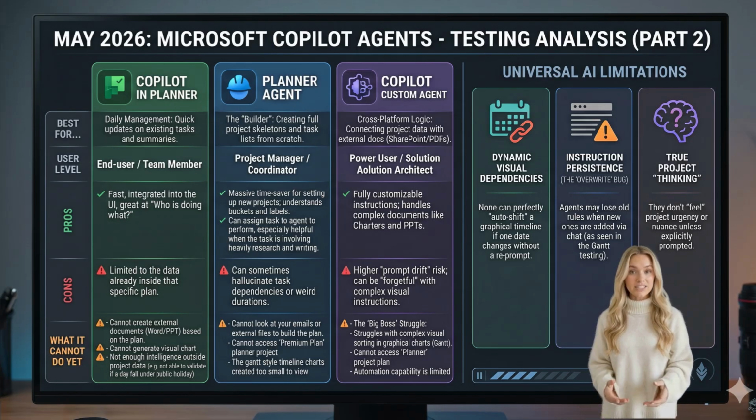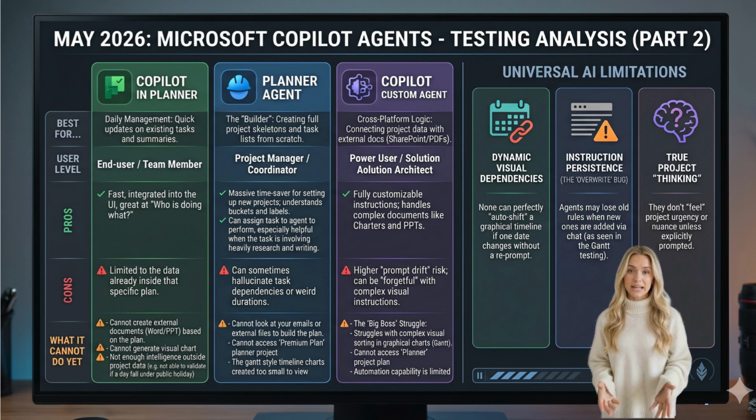The Copilot Custom Agent is your architect. This is where you get cross-platform logic and the ability to generate Word and PPT files. But as we saw, it's prone to prompt drift and struggles with complex visual sorting. And let's be honest about the universal gaps we found today. Whether it's dynamic visual dependencies, the overwrite bug, or the lack of true project thinking regarding things like public holidays, there are still clear AI walls that we have to work around in May 2026.